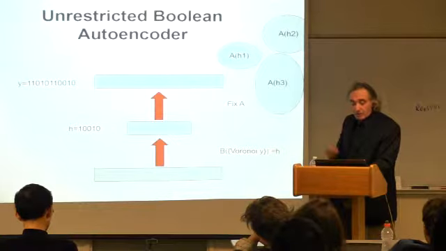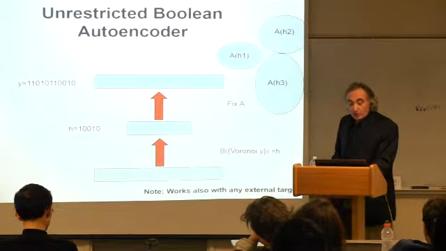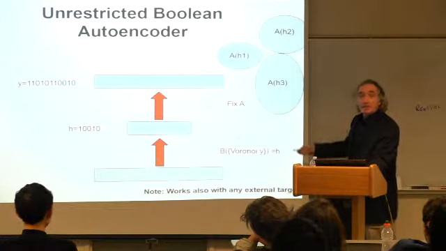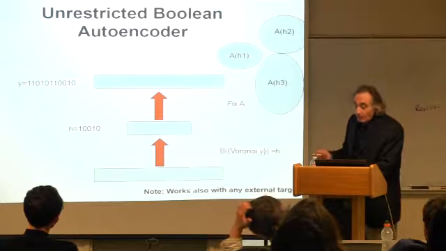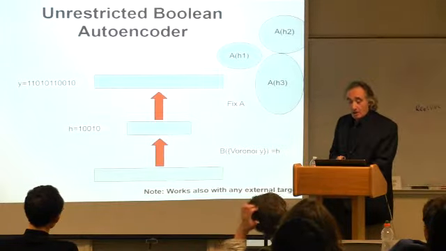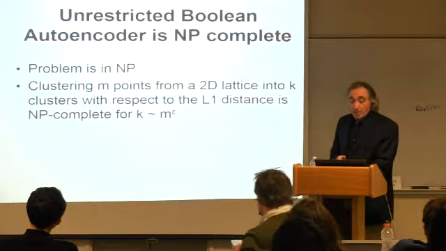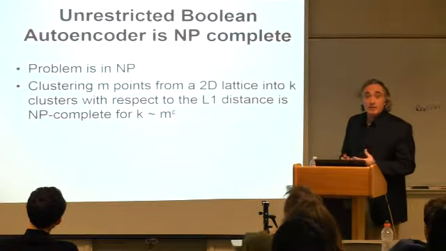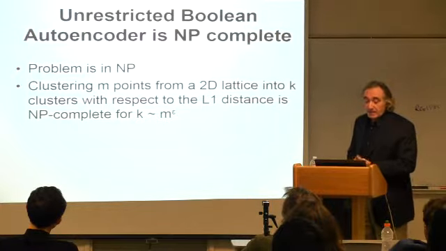So you can understand in detail what happens, what the Boolean autoencoder is trying to do, and you can try this alternate optimization problem and see how well it does. And on real data, it does quite well. But you can show that the problem is NP-complete. The optimization problem in the Boolean case is NP-complete.